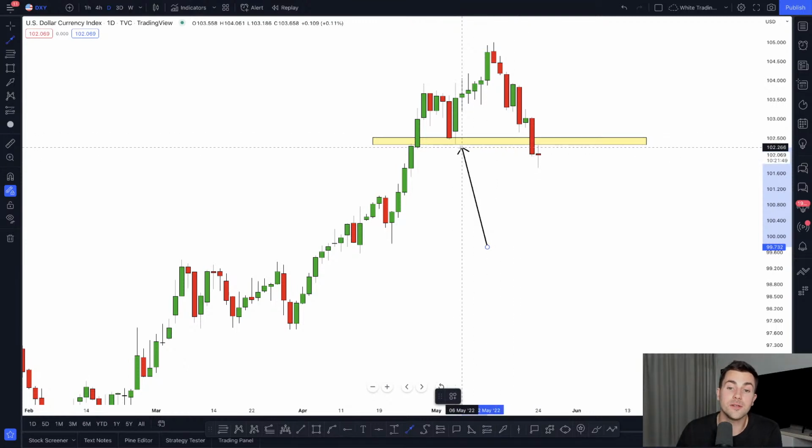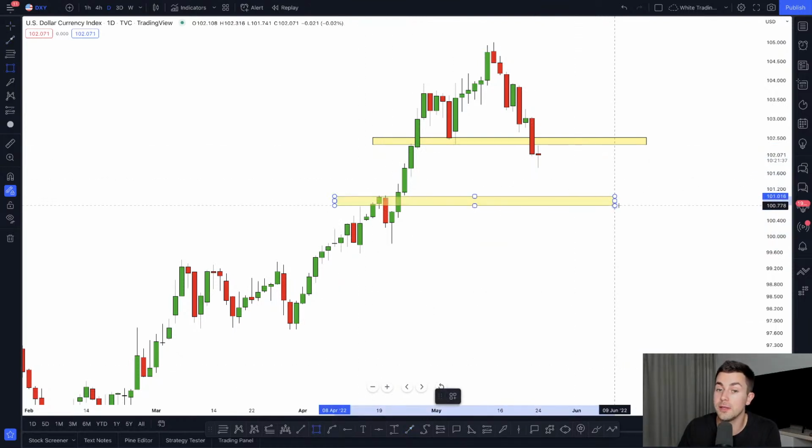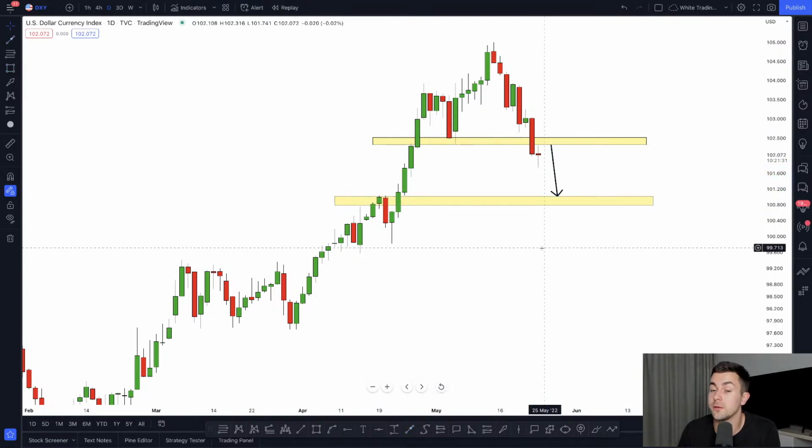And the violation of the last high level to the downside signifies the violation of a trend. So that breakout here is very important, and I assume that dollar index may go lower. The closest strong structure that I see is right here. So on dollar index, very bearish bias as well.